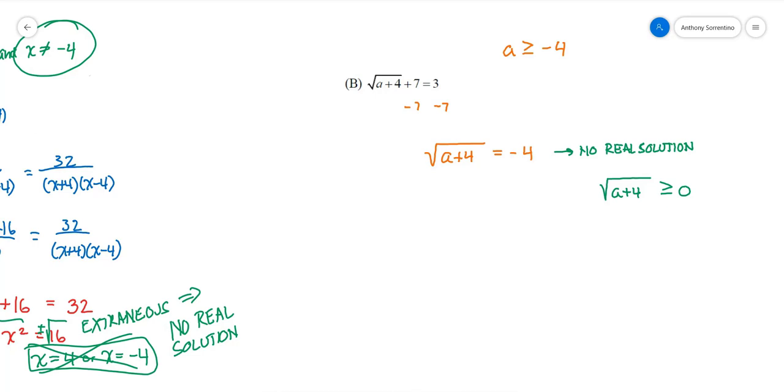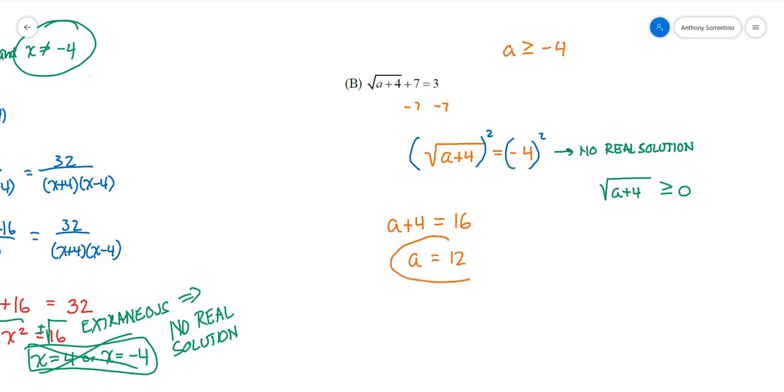But say you didn't notice, say you weren't paying attention, and you didn't notice that you're saying the positive square root of something equals a negative number. You will eventually be able to make the same conclusion as you proceed through this. So let's continue this as if we didn't notice that. I would of course then square both sides to get rid of the radical. And that gives me a plus 4 equals 16. And that means that a would have to be 12.